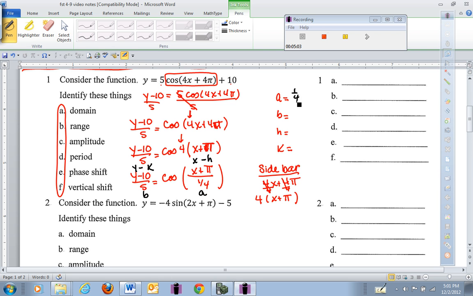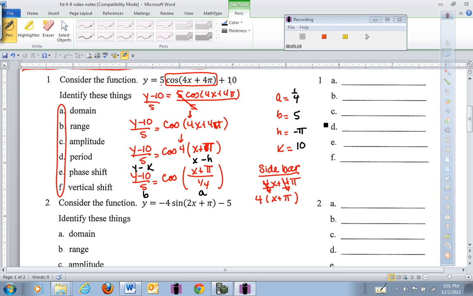A is 1/4, B is 5, H, be careful on this because they're opposites, plus pi means we're going pi to the left, and over here, minus 10, that's y minus k, means we're going up 10. Alright, we're going up 10.